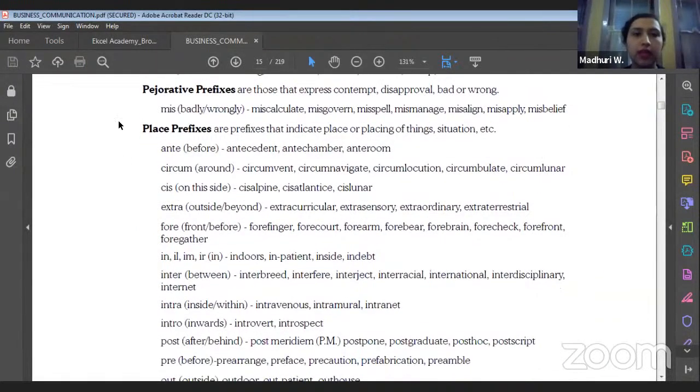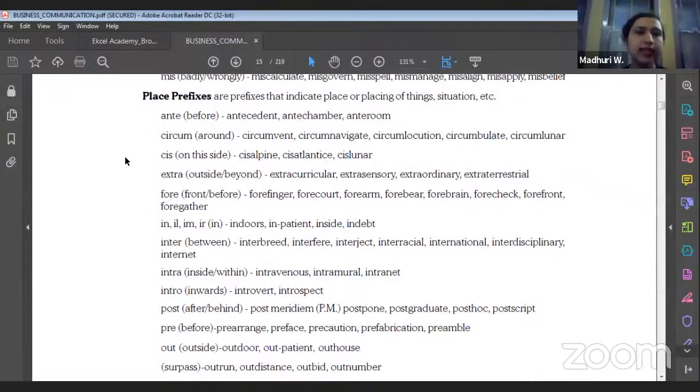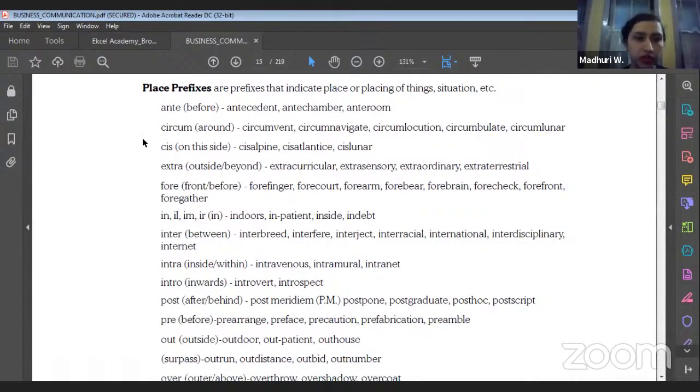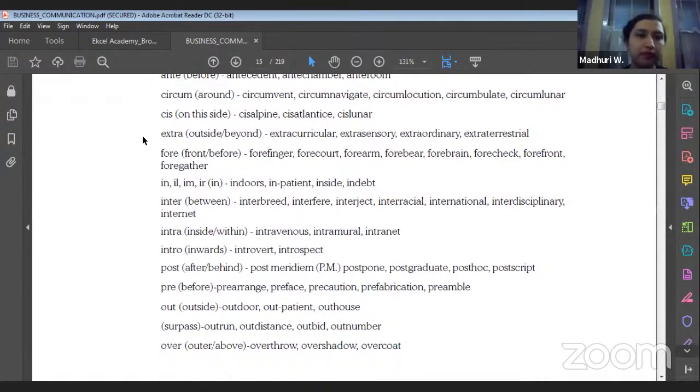There are some other pejorative prefixes. For example, like miscalculate, misspell, mismanage, misbelief, right? And then you have place prefixes, which indicate the place of things and situations. Like ante is before: antecedent, antechamber, anteroom. Circum is around: circumvent, circumnavigate, circumlocution, okay? Then you have cis, like on this side: cisalpine, cislunar, etc. You have extra, which is outside or beyond, like extracurricular, extrasensory, extraordinary, extraterrestrial.